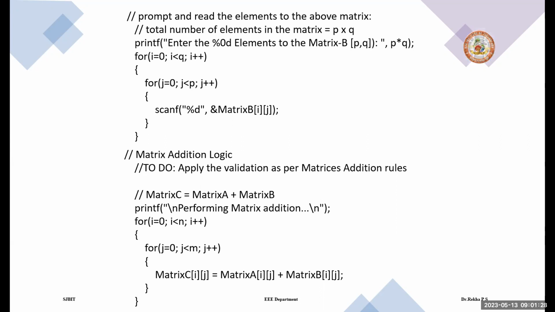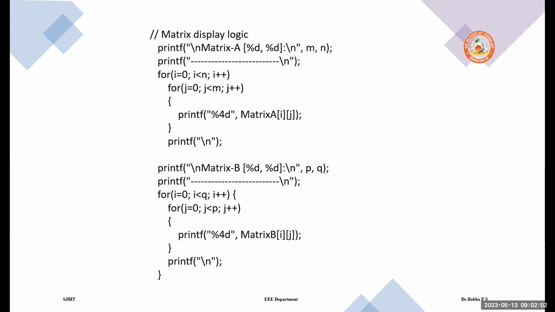Okay. So I is 0, J is 1, matrix A 0, 1 plus matrix B 0, 1 is added and will be stored in matrix C 0, 1. Again J is incremented, and it will check the condition. Again matrix A 0, 2 plus matrix B 0, 2 is added and the sum of those two elements will be stored in matrix C 0, 2 in the same order. So this will be executed till the complete matrix is covered.